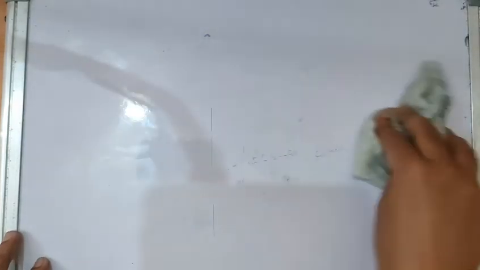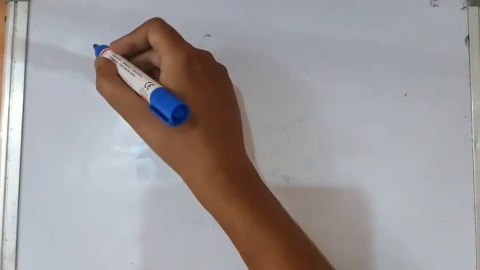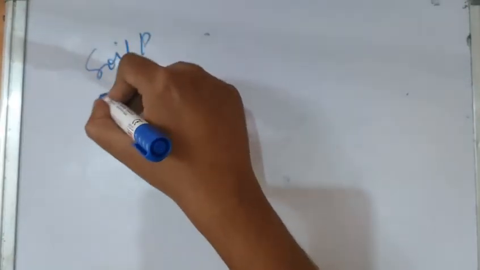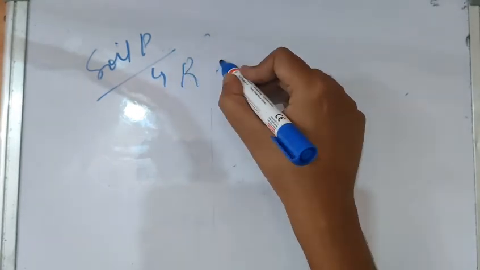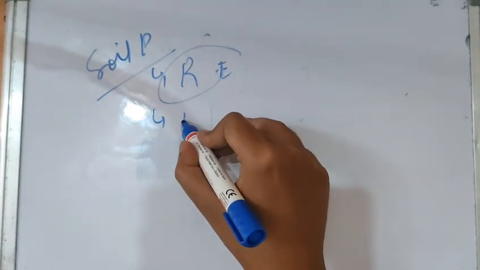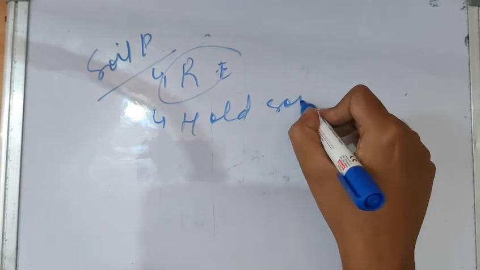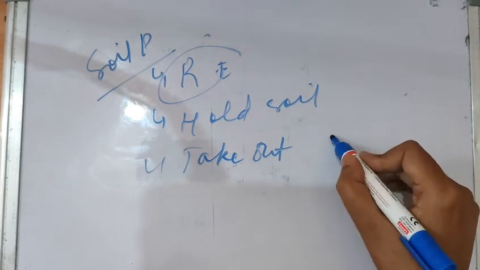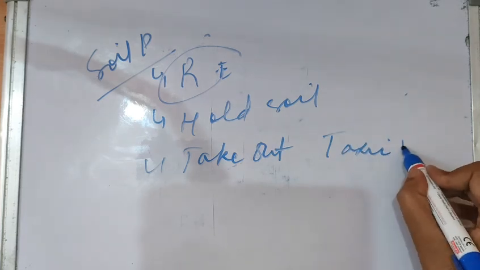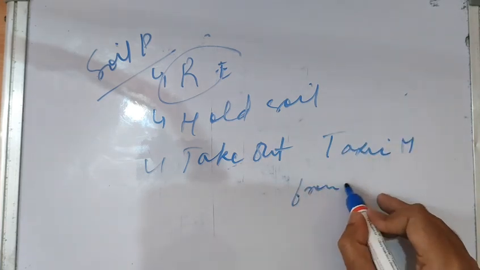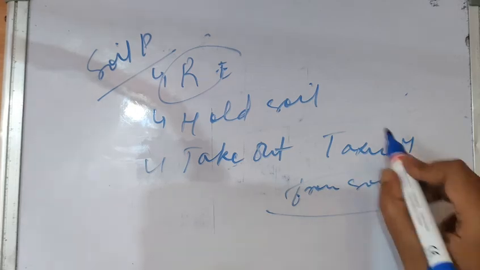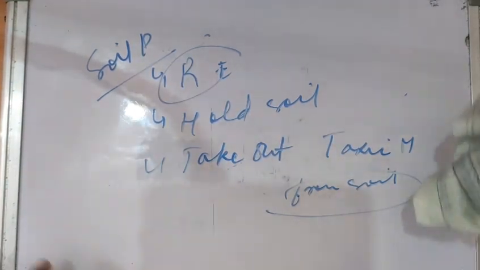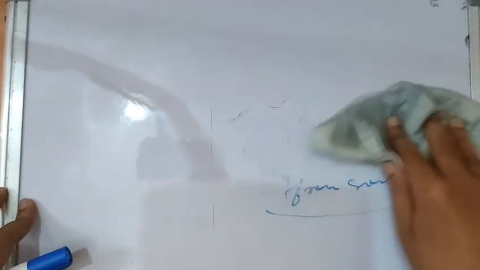And as I have discussed earlier in water pollution, the same is for soil pollution. They reduce erosion, hold the soil, take out toxic materials from soil, like heavy metals, etc. This is how they control our pollution.